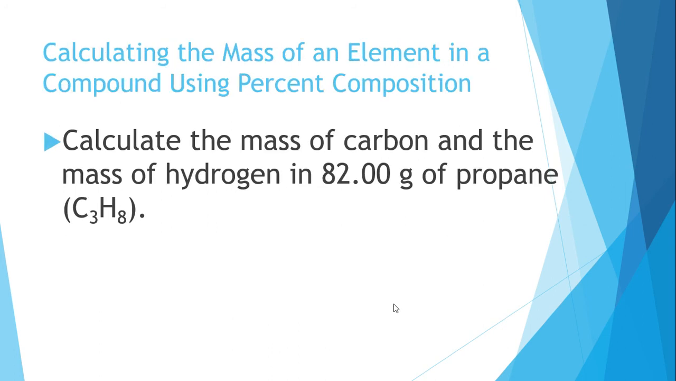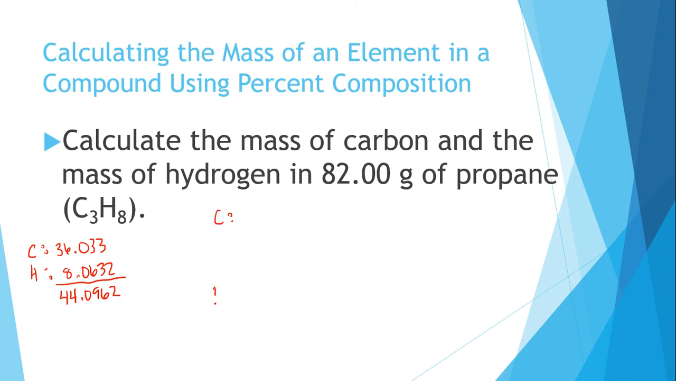So we're going to look at this example, and it says calculate the mass of carbon and the mass of hydrogen in 82 grams of propane. Now, I found the mass of carbon and hydrogen and the total mass of propane in a few examples back using molar mass. For example, we found that carbon equals 36.033, hydrogen equaled 8.0632, and my total equaled 44.0962. With that being said, now we can just set it up.